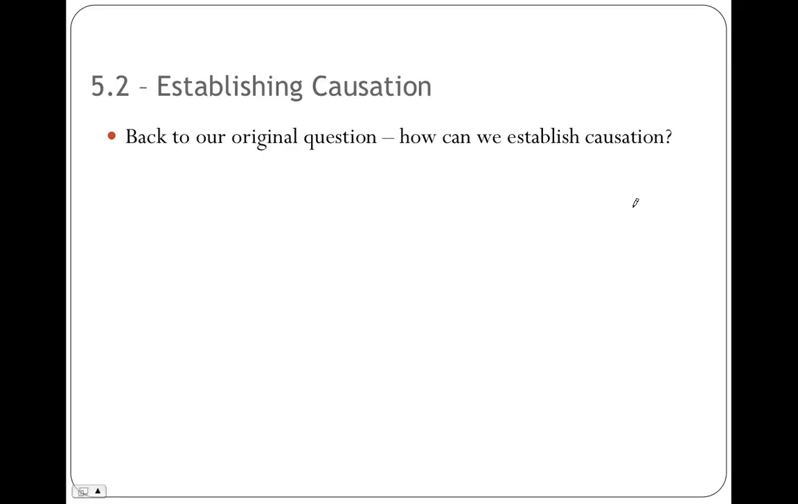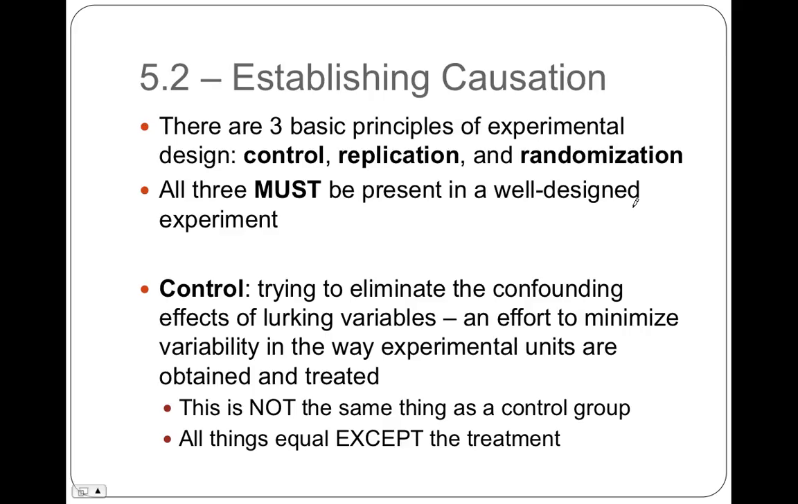So back to our original question, how can we establish causation? If possible, the answer is that we design a good experiment. This leads me to something called the 3 basic principles of experimental design, and they are control, replication, and randomization. We must have all 3 of them in order for my experiment to be well designed. These are 3 really important vocab words that they really do test you on the AP exam.